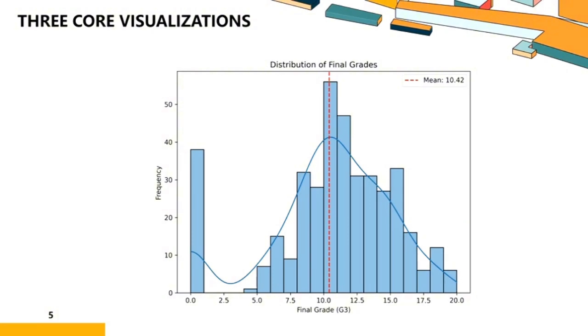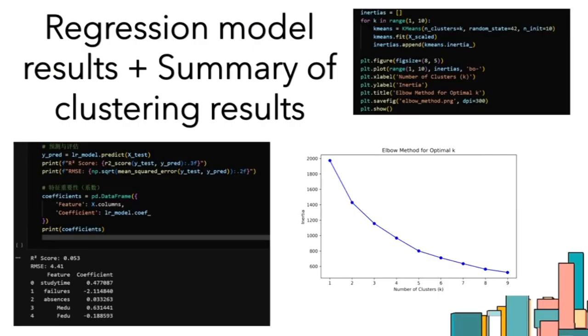I used linear regression with study time, failures, absences, G1, and G2 to predict G3. The result was R-squared equal to 0.053 and RMSE equal to 4.41. And the key result is that failures has a coefficient of about minus 2.11, which is the strongest negative effect in the model. Then I applied k-means clustering and selected k equal to 3.